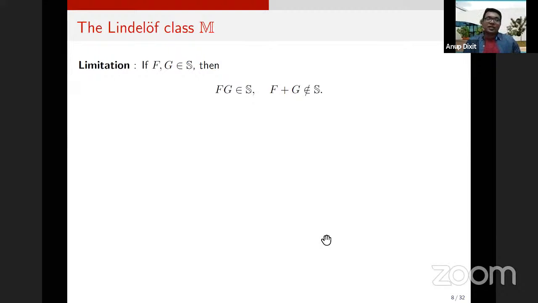So we introduce this class M. First thing to note is if you have f and g in the Selberg class, then its product is in the Selberg class, it forms a semi-ring, but its sum is not in the Selberg class.